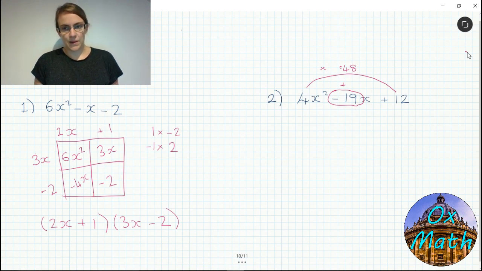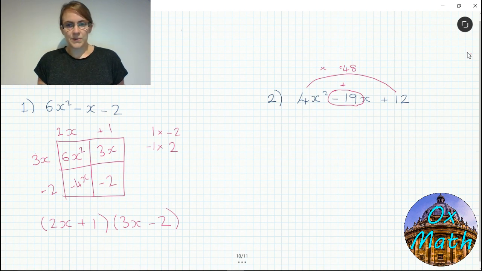So if we start with 1, minus 1 times minus 48 doesn't give us minus 19, so we carry on. Minus 2 and minus 24, again, doesn't add to minus 19. Minus 3 times minus 16. So here we can see straight away that these actually do add to give us our minus 19. We could carry on and list out all the factor pairs of 48, but we don't need to. There won't be another one that adds to give us minus 19, there will only ever be one. So we know that the two numbers that we need are minus 3 and minus 16.